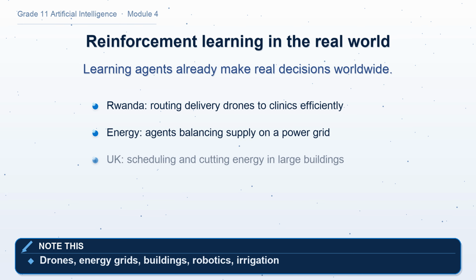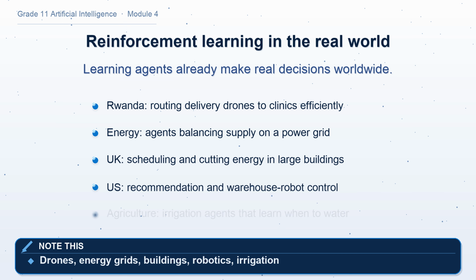In the United States, the same ideas drive recommendations and control fleets of warehouse robots. And in agriculture, an irrigation agent can learn when to water, saving both water and effort. In each case, an agent learns a policy from the rewards its decisions earn.